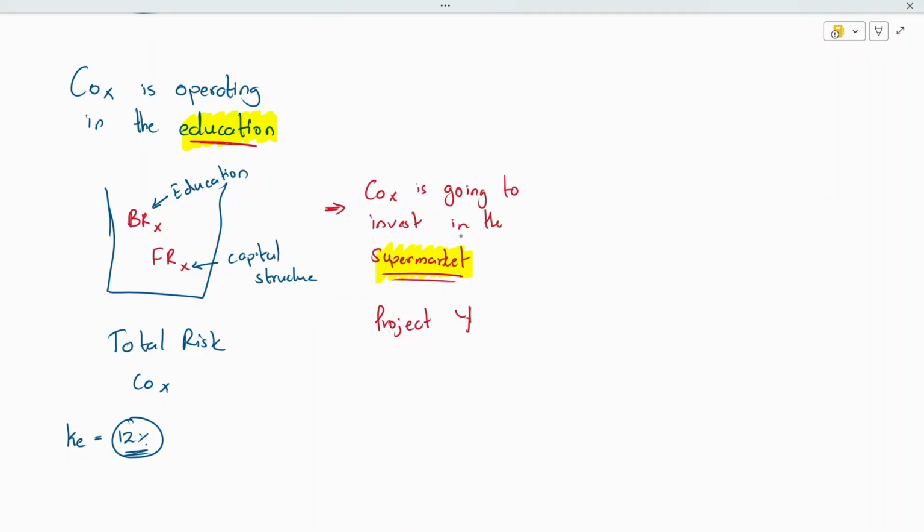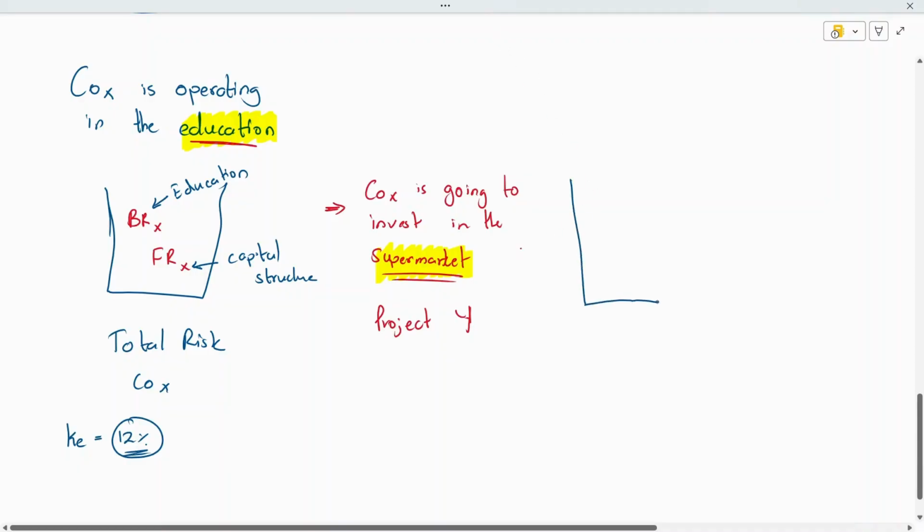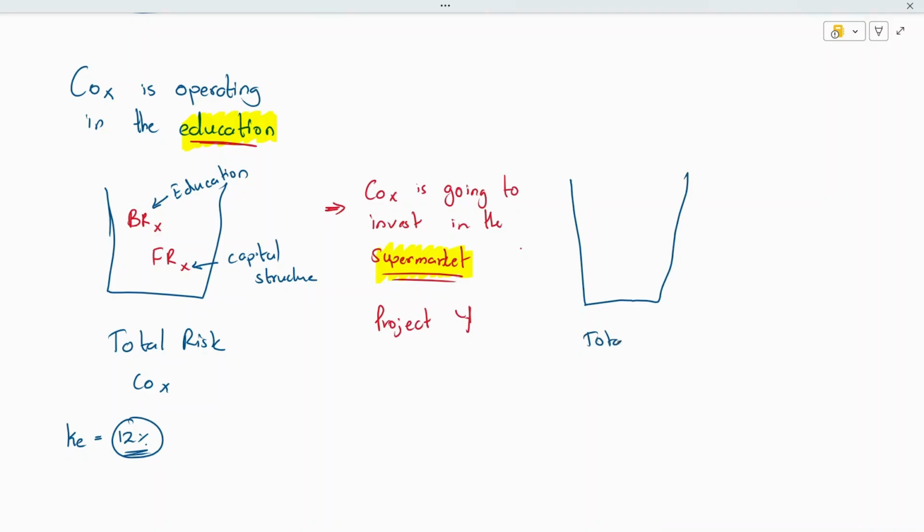The reason being that the company's risk is going to change. There's going to be a change in the level of the risk. If we are going to invest in the supermarket industry, if you look at the total risk level in the organization, what is going to happen is that we have to take the business risk of the supermarket industry along with our company's financial risk. So the total risk of the organization is going to change. So now we can't use this existing risk level.